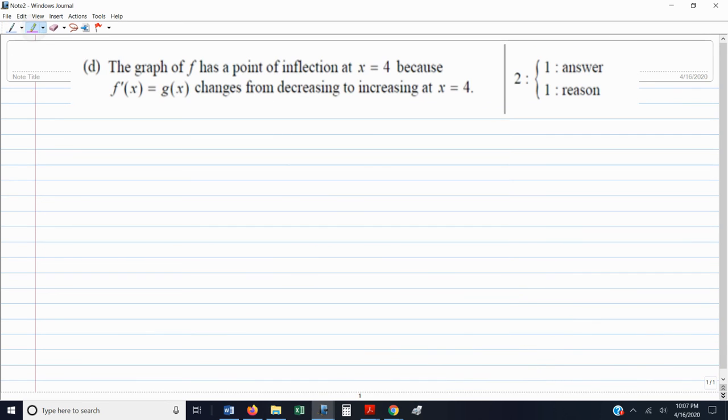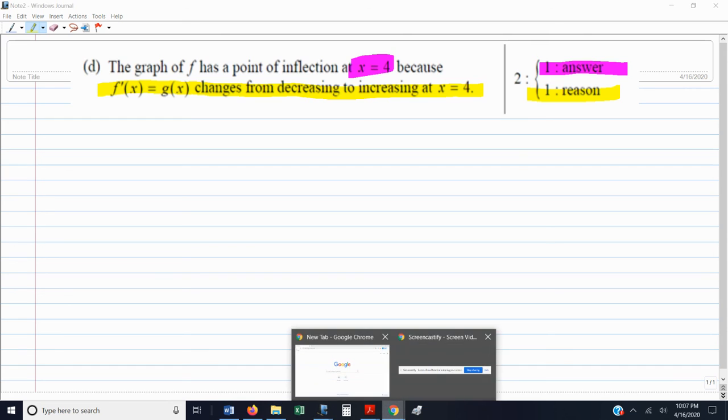And then your rubric, they give you a point if you get x equals 4, and then they give you a point for the justification, and their justification is f prime equals g changes from decreasing to increasing at x equals 4. All right, that is it for this question.